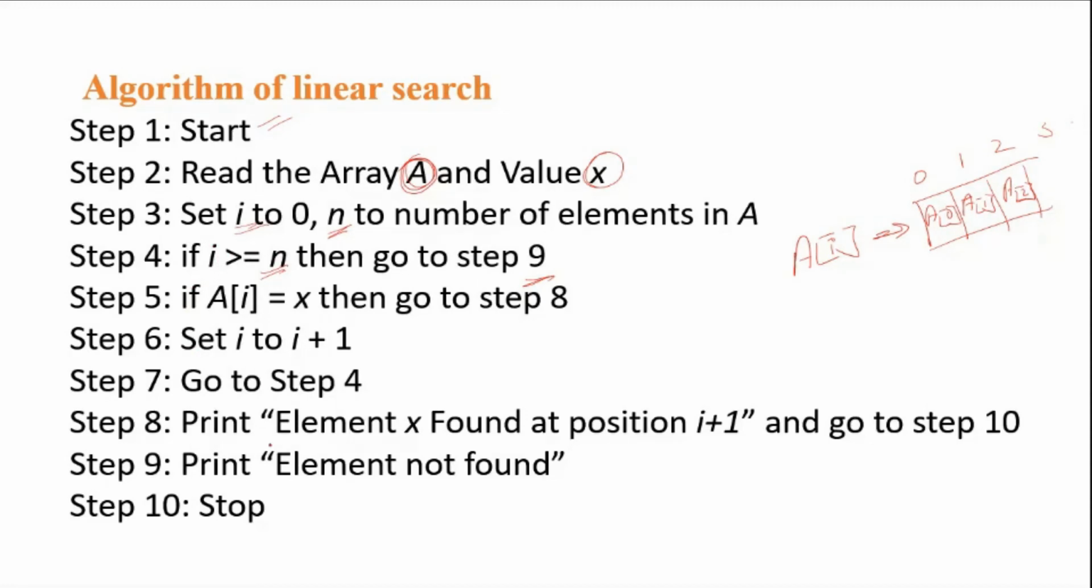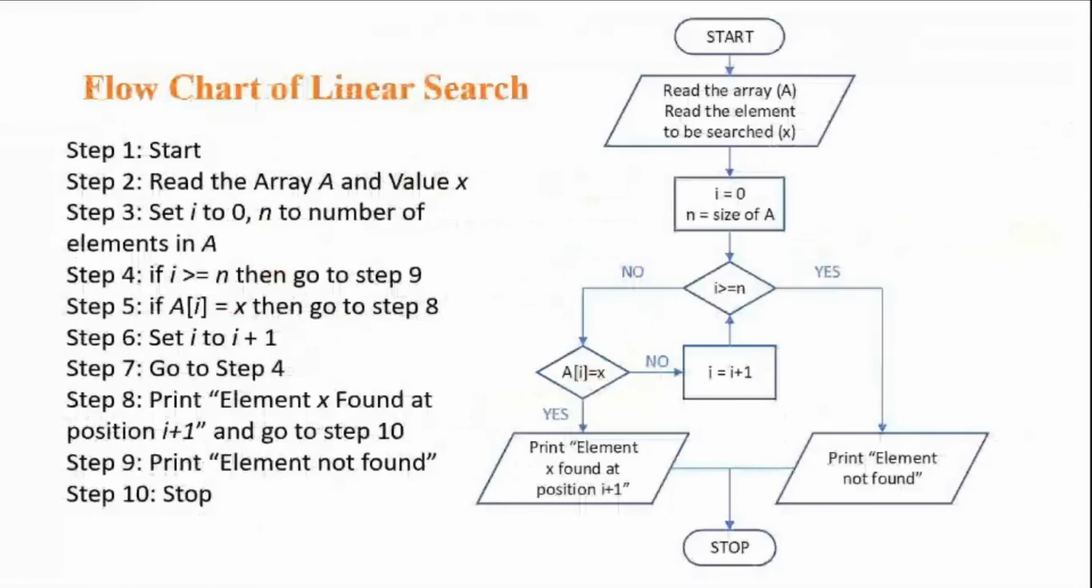So this entire procedure repeats multiple times till the value I becomes n, or we find this condition A equal to x. So now let's see the flowchart for the linear search. So this is the flowchart for the linear search.